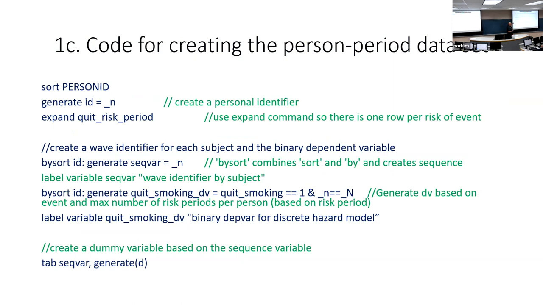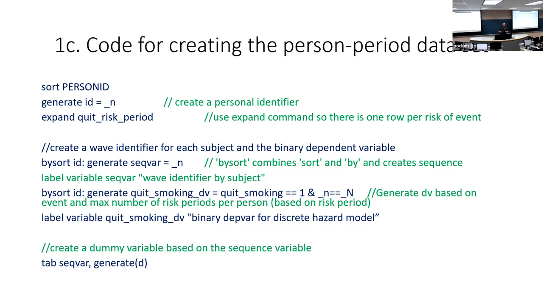So the next row, and I try to create some notes in here to hopefully give you some examples. We're going to create a wave identifier for each subject and the binary dependent variable. So by sort ID, generate seek var equals underscore N. Again, we're creating a sequence variable for each individual subject. And then by sort ID, generate quit smoking DV, that's our dependent variable.